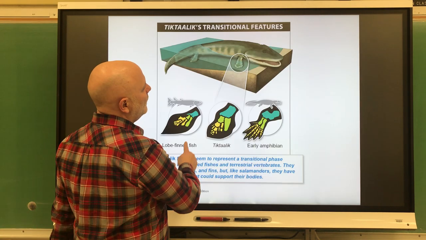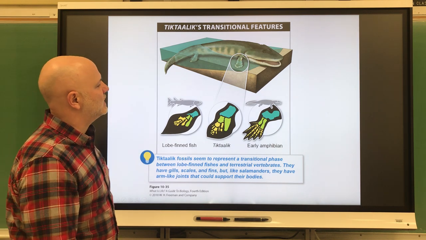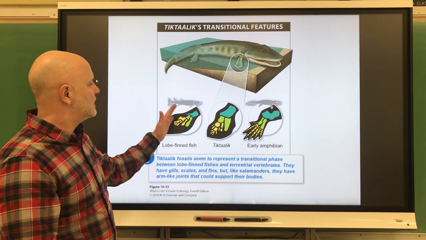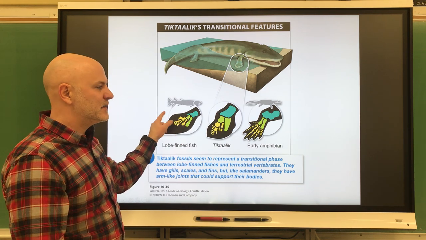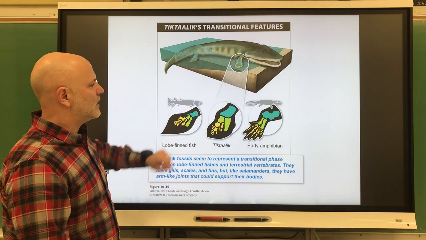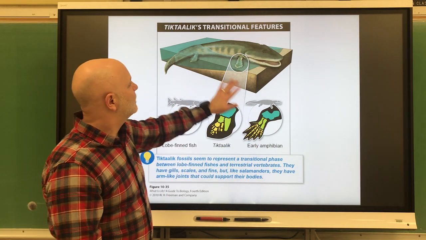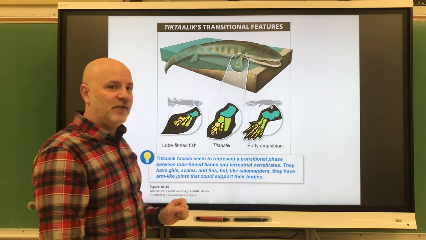So, this is also showing another transitional organism called Tiktaalik. It's a transition between these lobe fin fishes, which have fleshy fins, bones in their fins, not the typical fish that we see. Some of these guys are around today. And so Tiktaalik was a transition between these lobe fin fishes and early amphibians.